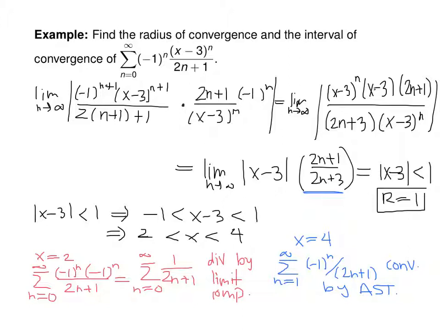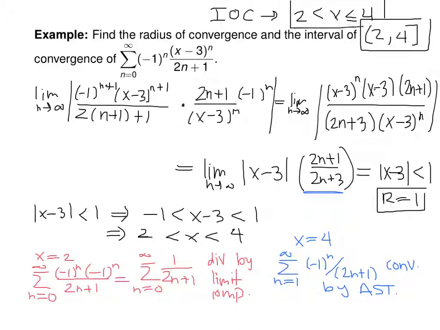So that means that for this particular problem, my interval of convergence, which I'll just abbreviate IOC, is either 2 is less than x, which is less than or equal to 4, or you could write it as 2 to 4 with a bracket around 4 and a parenthesis around 2. Those are two equivalent ways to say that x is between 2 and 4, not including 2, but including 4.